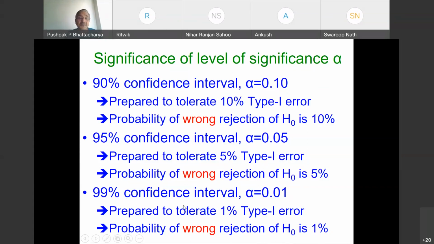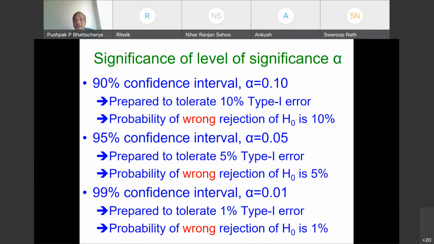So as we increase the demand on the confidence interval, the level of significance keeps on decreasing. That means our tolerance with respect to type 1 error in particular also goes down. We become more and more demanding with respect to accuracy. So type 1 error, remember, is the probability of wrong rejection of H naught. Wrong rejection.